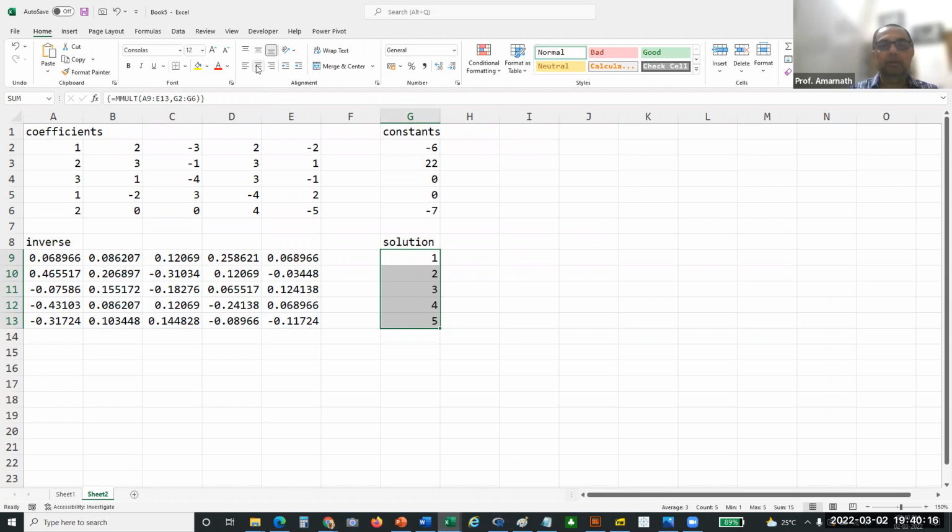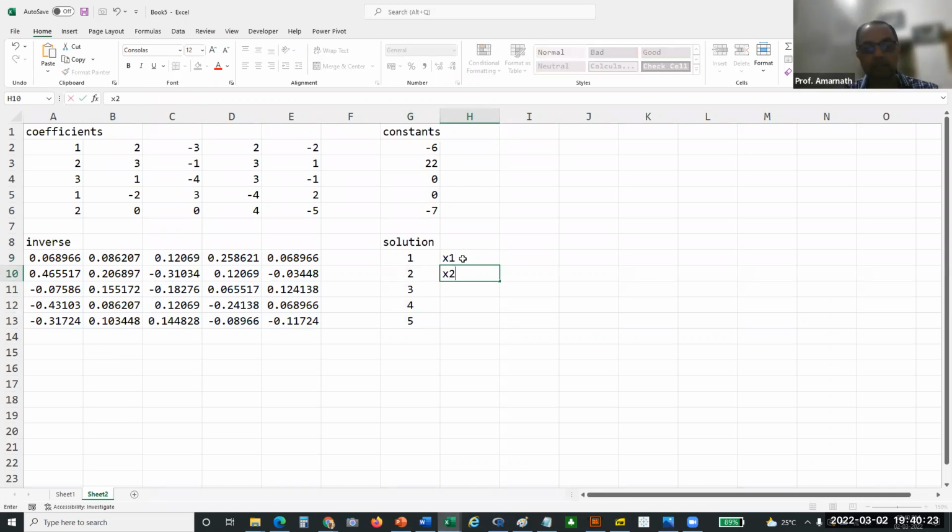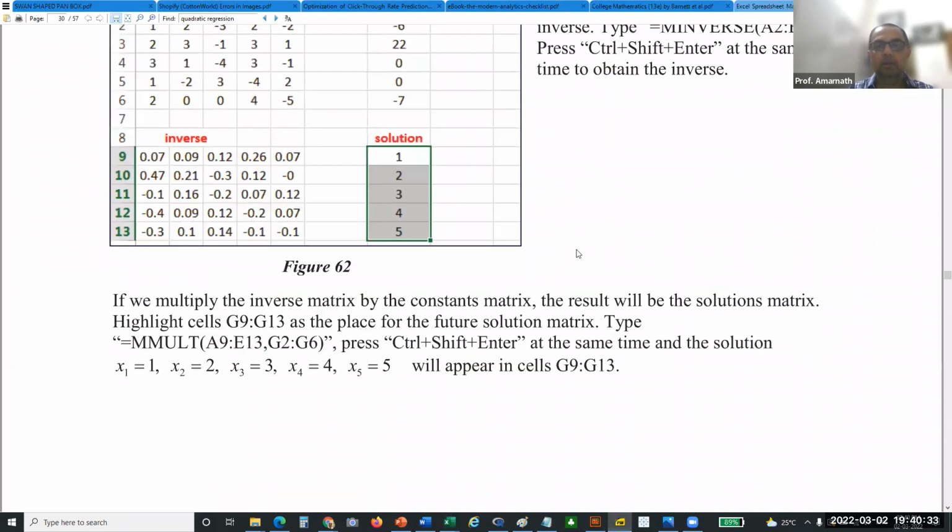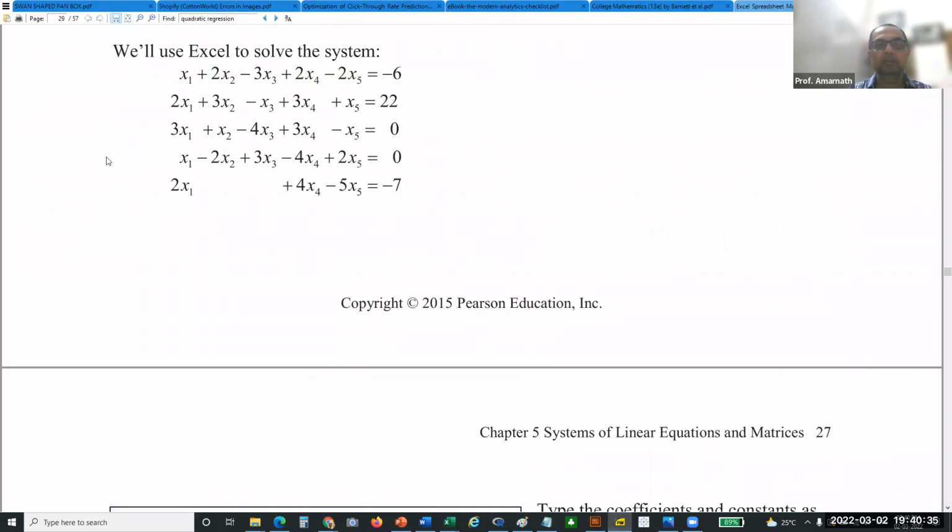So you get the solution as 1, 2, 3, 4, 5. So this is 1, 2, 3, 4, and this is x5. So what does this mean? If I put it in the first equation, x1 is 1.